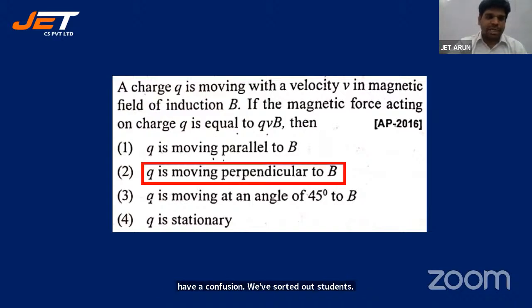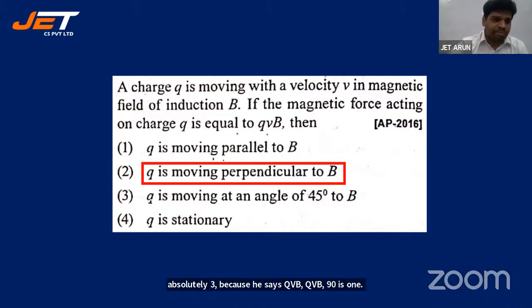Yes, excellent. Option 2 is absolutely right, students. Option 3 is not correct, please correct yourself. Because he says QVB sin 90, and sin 90 is 1. So it becomes QVB. Yes, Aicharan, that's right. Sin 90 is 1.